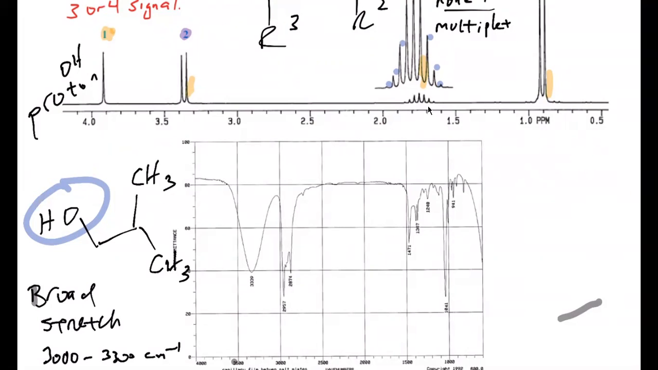This is probably the easiest out of all of your infrared stretches to pick out. So 3,000 to 3,300 reciprocal centimeters. And again, you can see that stretch right here. Look right here. You can see that kind of ugly looking stretch. That's your OH stretch.